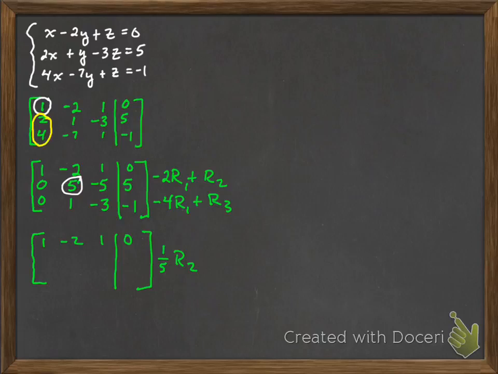Now when you take this 0 times 1/5, you still have a 0 right here. 5 times 1/5 is 1. Negative 5 times 1/5 is negative 1. And then 5 times 1/5 is 1. Now row 3, we didn't do anything with it.